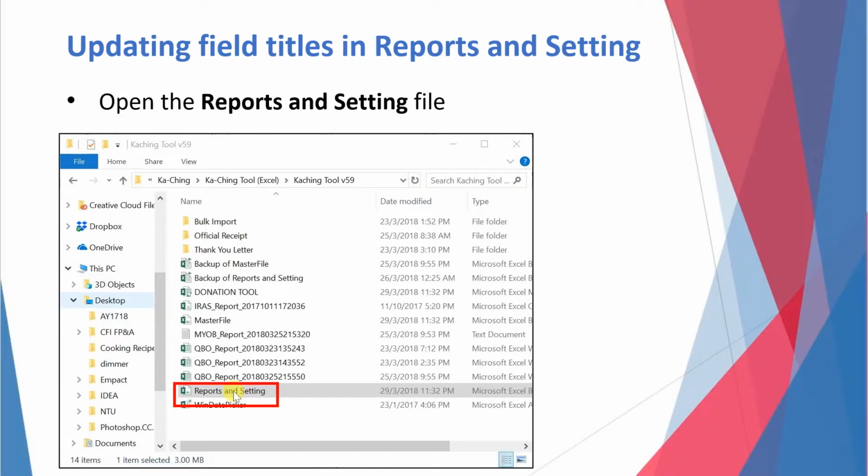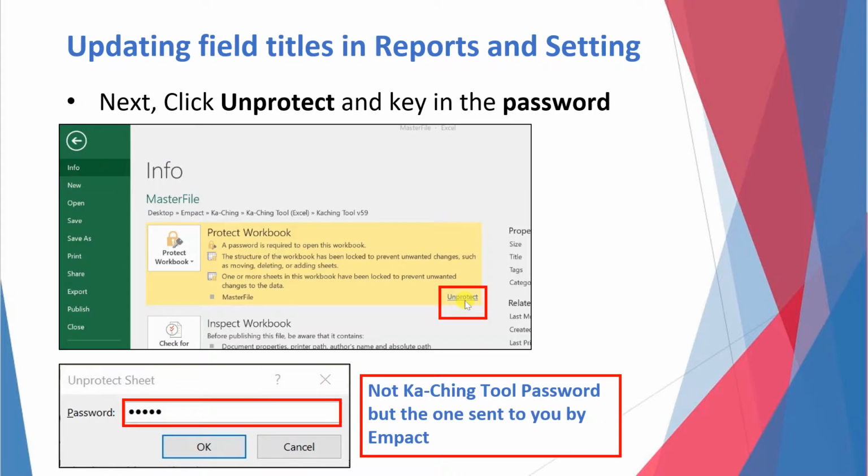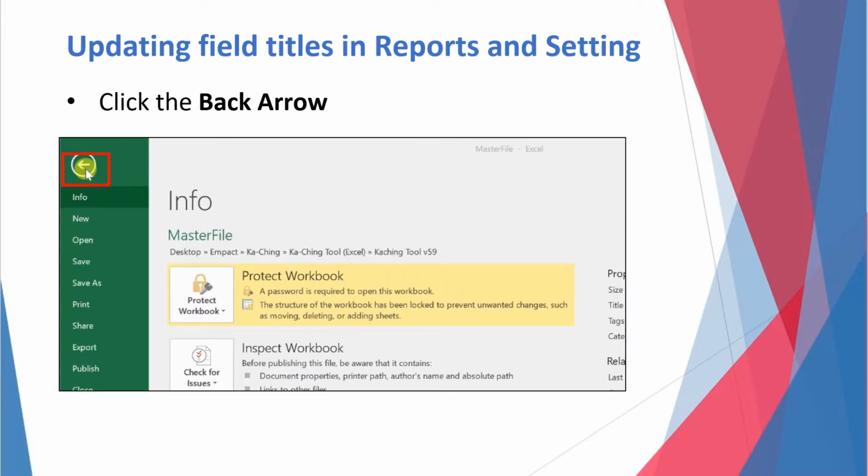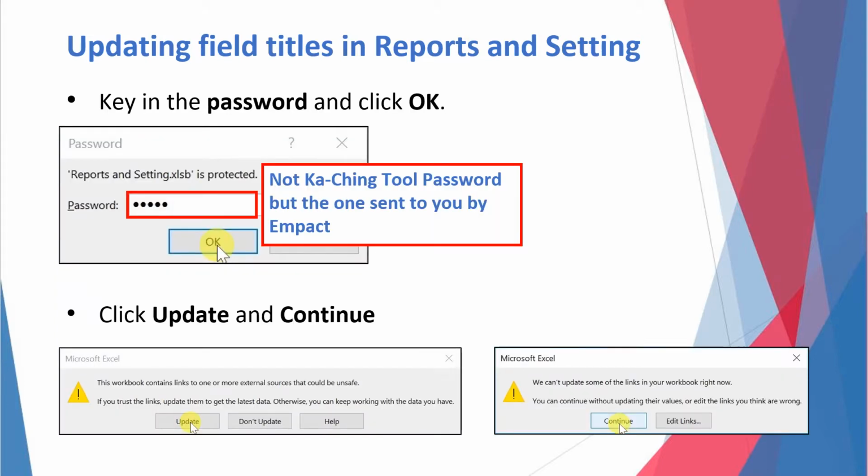First, access the reports and setting file in your Kaching folder. Next, click Unprotect. You will be prompted to key in a password to unprotect the workbook. Once again, key in this password which has been provided to you by Impact. Remember that this is not your Kaching tool password. Click the back arrow on the top left to return back to the worksheet. Similar to the master file, key in the password and click OK. Then, click Update and continue.